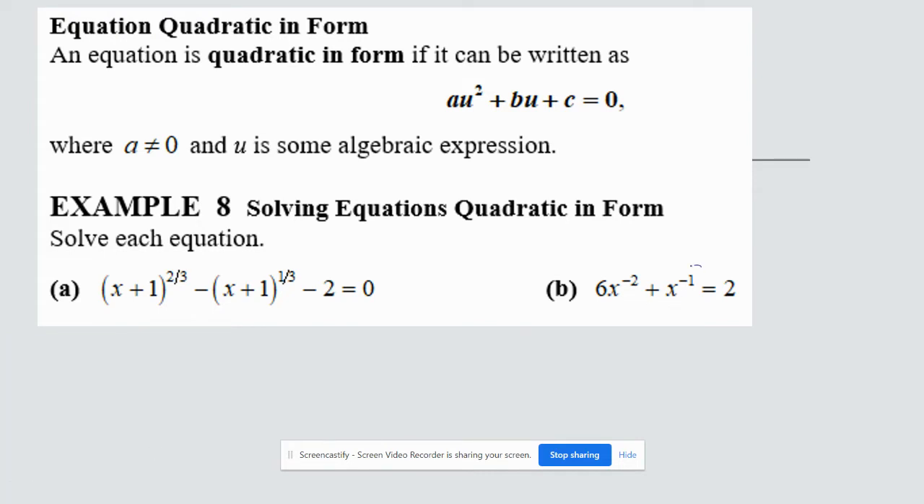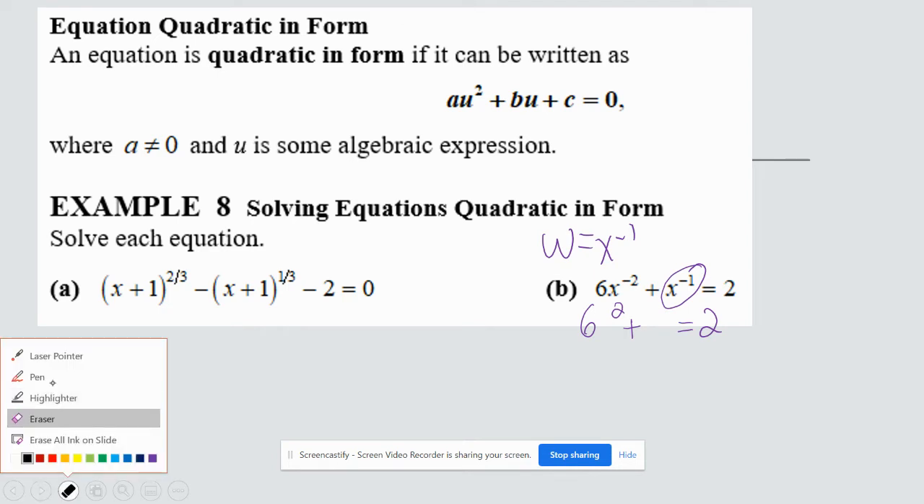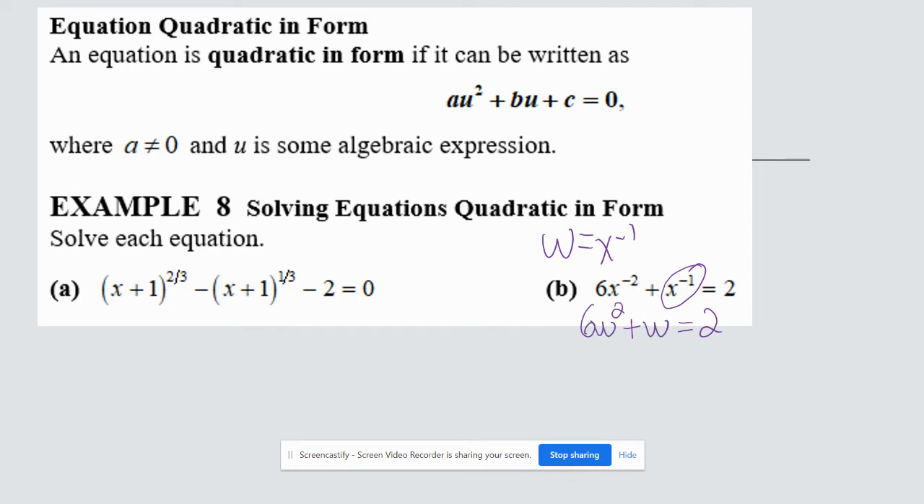For letter B, our B term is x to the -1st. So let's say w is equal to x to the -1st. What that basically means is we're dividing each of these by -1, which makes that 6x to the +2nd plus x to the +1st is equal to 2. Well, oops, I forgot we changed that to w. My apologies. Those are w's, not x's. w and w. All right.